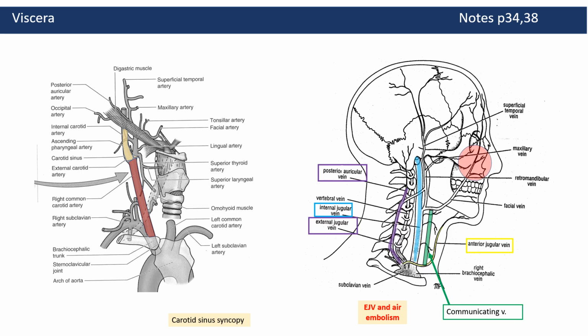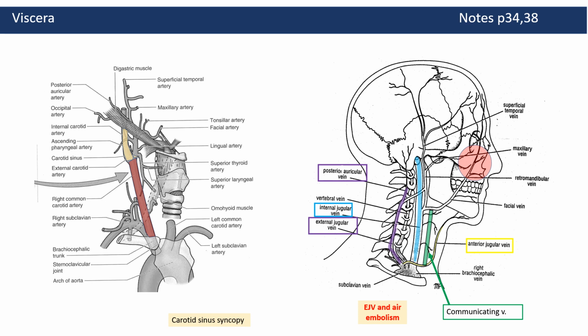Okay, so at the bifurcation, you'll notice a dilated part of the internal carotid artery, which is the carotid sinus. And located in the carotid sinus are baroreceptors, which monitor blood pressure. It is innervated by cranial nerve 9 and 10, so glossopharyngeal and vagus nerve.